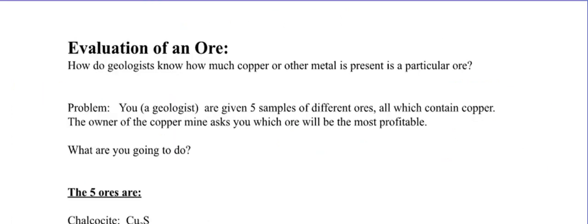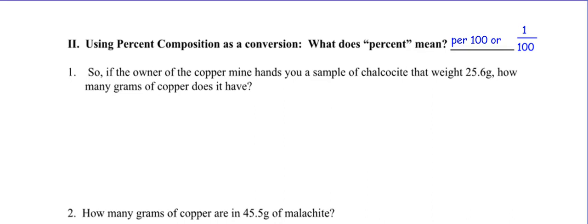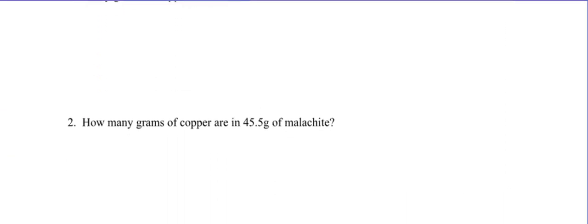Okay, so this page we are going to do together in class, so we're going to go to the next page. All right, so we're going to be using percent composition as a conversion. And again, what does percent mean? It means per 100 or out of 100, okay? So we're going to do 1 and 2 together in class after we do that activity. So let's go ahead and do number 3 right now.